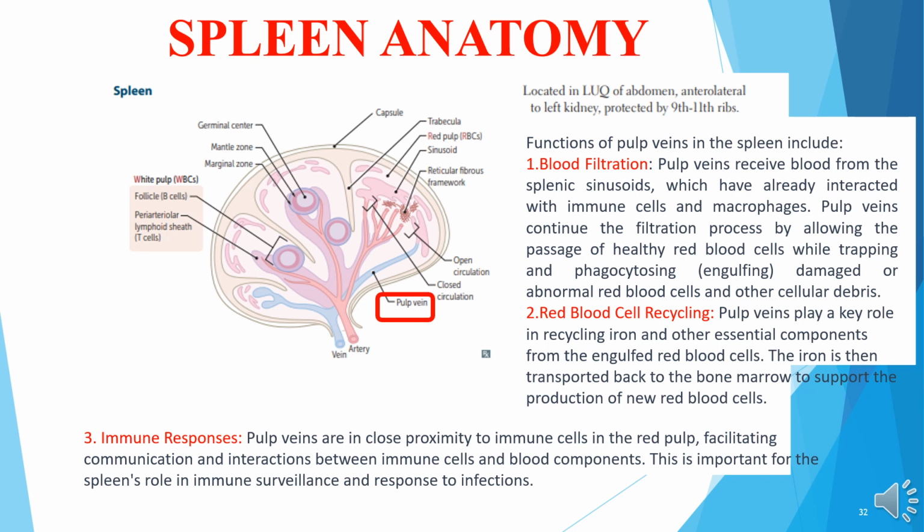3. Immune responses. Pulp veins are in close proximity to immune cells in the red pulp, facilitating communication and interactions between immune cells and blood components. This is important for the spleen's role in immune surveillance and response to infections.